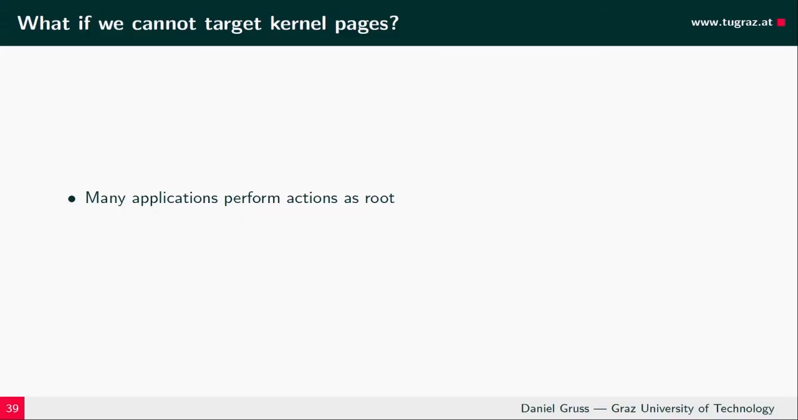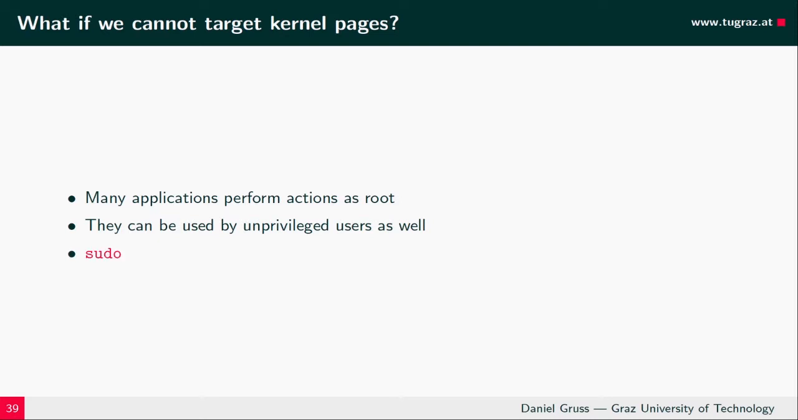What if we cannot target kernel pages? Because there were countermeasures proposed. There were a lot of countermeasures. Most of them assumed that you have to do double-sided hammering or single-sided hammering, so you have to access multiple locations in the same bank. We showed that this is not the case. Other countermeasures proposed, let's just keep the kernel pages far away from the user pages, and then we're safe, because it has to be in proximity, right?